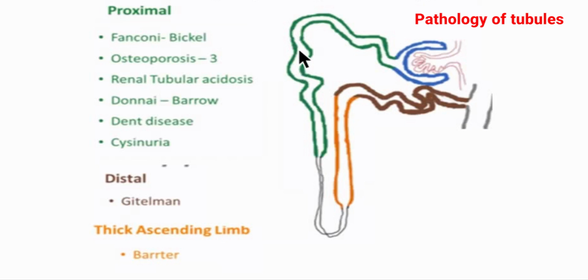Henle loop, the thick ascending limb of Henle loop. This is Bartter syndrome, also followed by tubular proteinuria. And the distal part can be impaired in Gitelman syndrome.